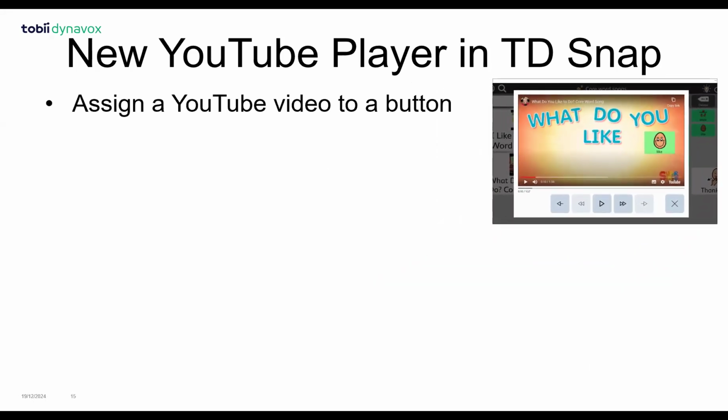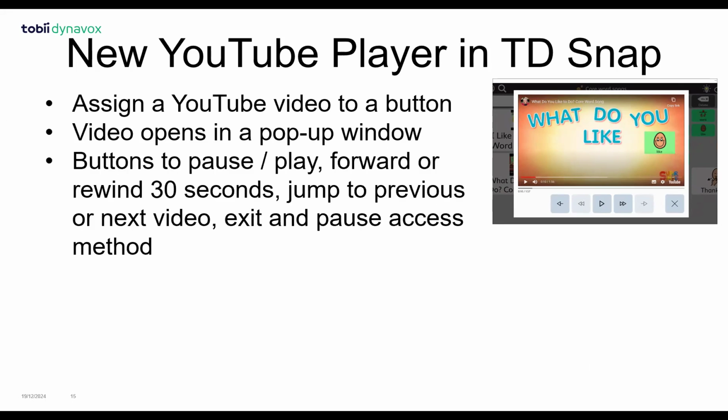So, some of the features: it allows you to assign a YouTube video link to a specific button on a page. When you click on that button, the video opens up in a pop-up window. And that pop-up window will give you buttons such as these ones here, which allow you to play and pause your video, forward or rewind by 30 seconds. You can jump to previous or next videos in a playlist or exit. And then if you're using an access method other than direct touch, so if you're using mouse dwell or eye gaze or switch, then you'll get an extra button which isn't shown here, which allows you to pause the access method.